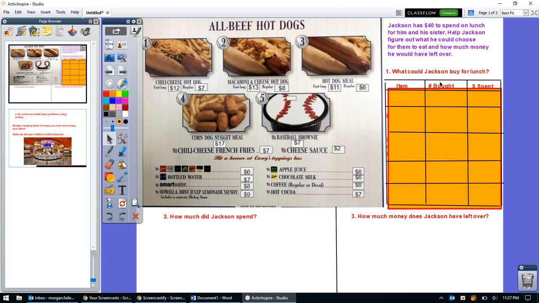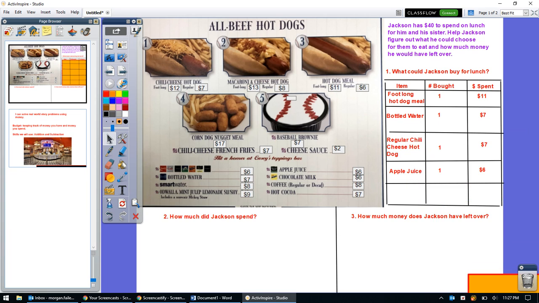So he has $40. We're going to start with figuring out what he could buy for lunch. Now for the video, I've already filled out this chart, but we're going to just choose what we eat, write the items, how many bought, and how much each thing cost. I chose a foot-long hot dog meal, a bottle of water, a regular chili cheese hot dog for his sister with an apple juice. I'm going to get one of each, and these are the prices of each of these items. I found this information using the menu here.